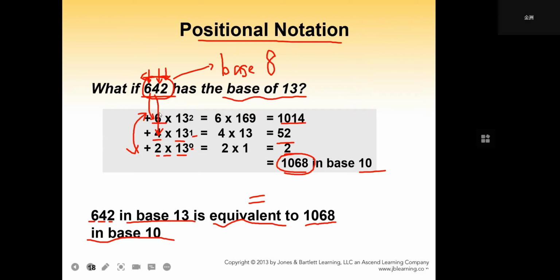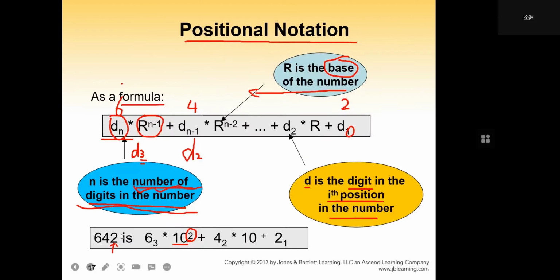So it becomes 6 times 13 to the power 2 plus 4 times 13 to the power 1 plus 2 times 13 to the power 0. And we do the calculation, the addition of all these numbers, and finally we get 1068. So that means 642 in base 13 is equivalent to 1068 in base 10.